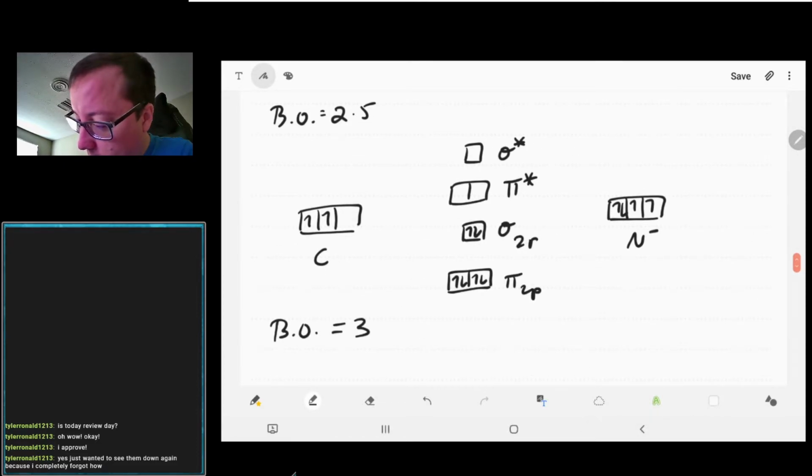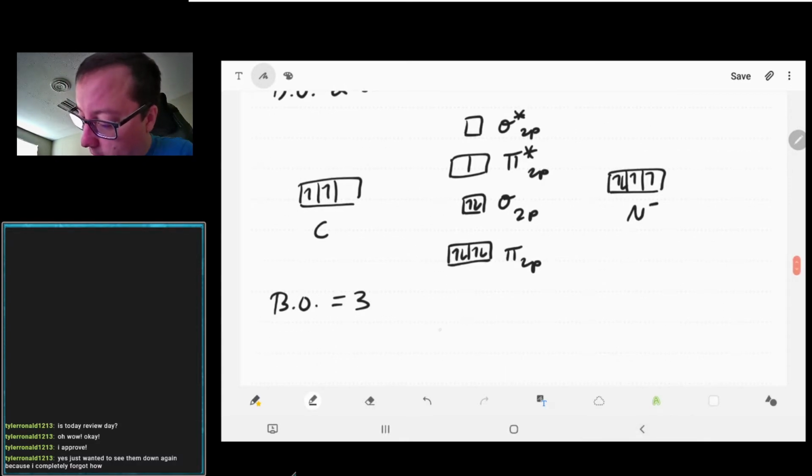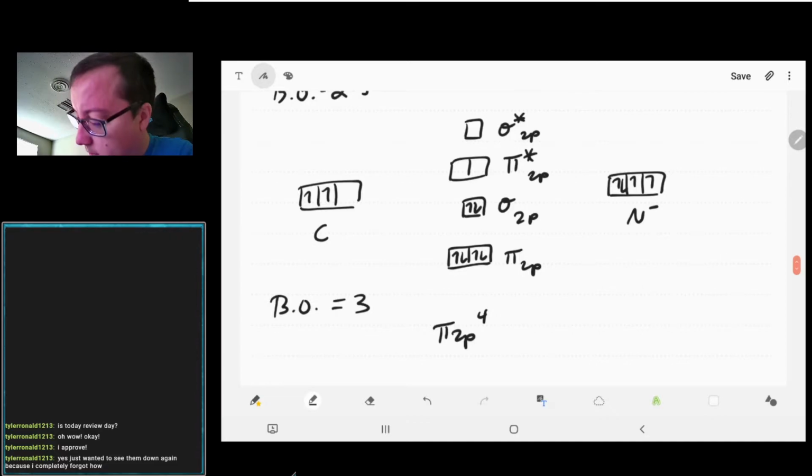Let me just go ahead. If we wanted to do the configuration for this, we would say this is pi 2p 2. I'm sorry, 4. We have 2 of them in there. Sigma 2p 2. Just for practice, if we wanted to write the electron configurations, that's how we would do it.